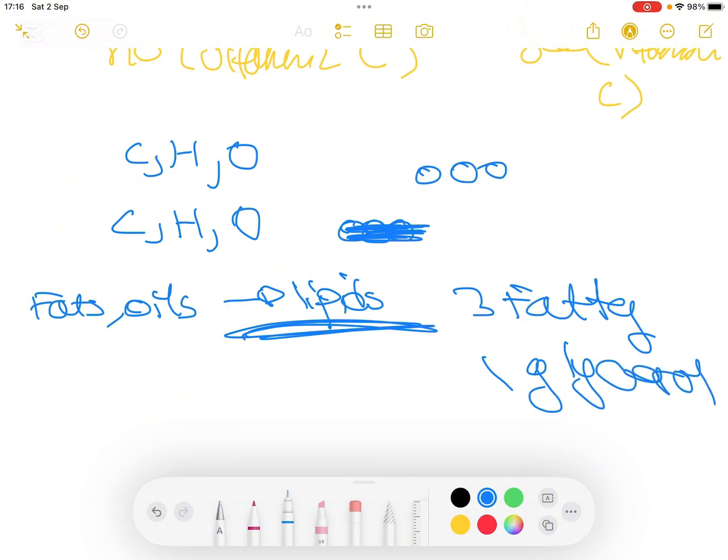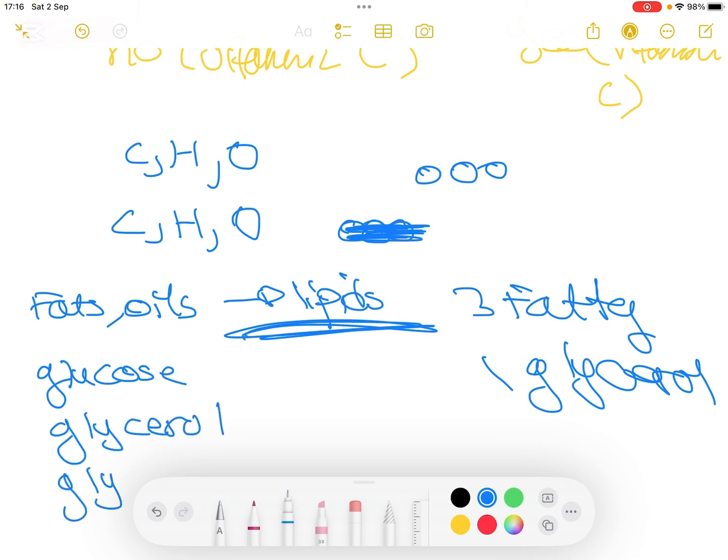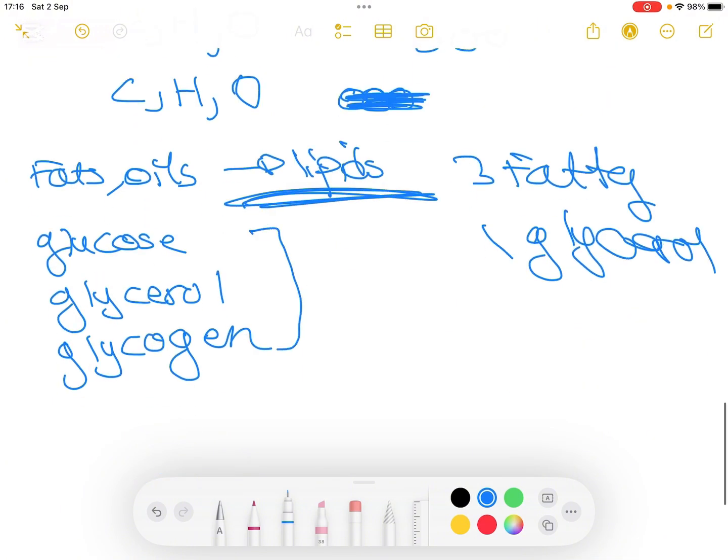Also, you need to know how to write glucose, glycerol, and glycogen correctly. Don't mess up in the exam, because if you write glucose in the place of glycerol, they will consider it wrong.